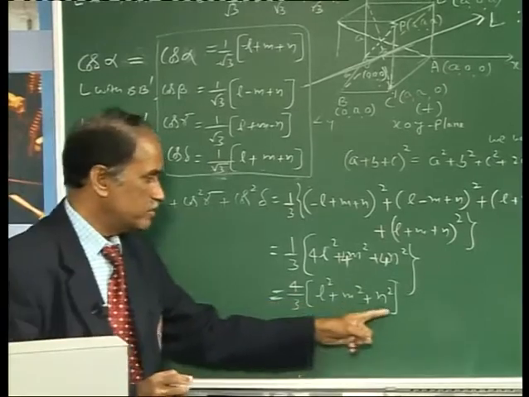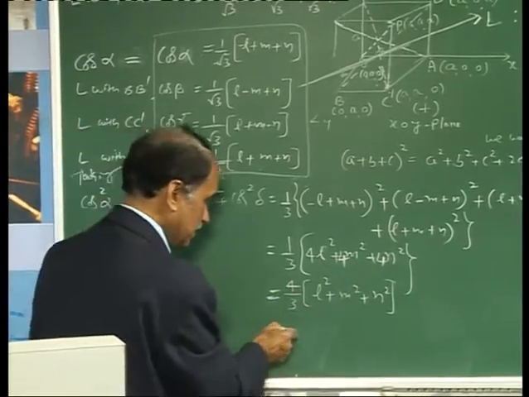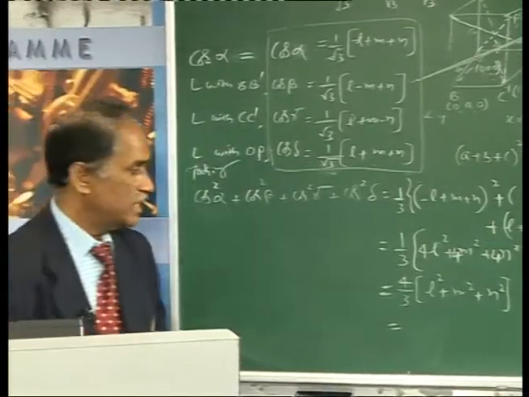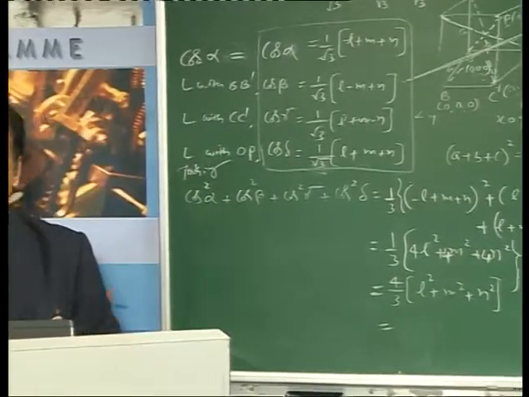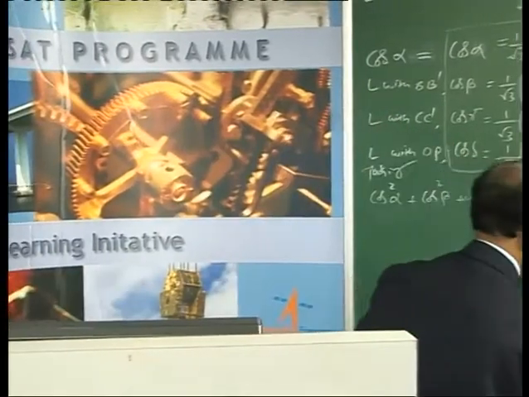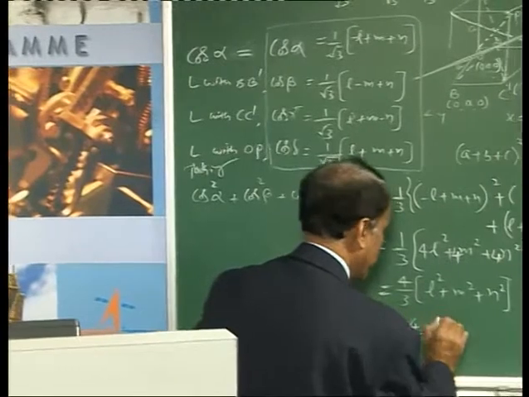Now, L square plus M square plus N square means what? That is equal to the sum of the squares of the direction cosines. Sum of the squares of the direction cosines is always unity. This result I had already derived in my introduction class. Therefore, 4 by 3 into 1.